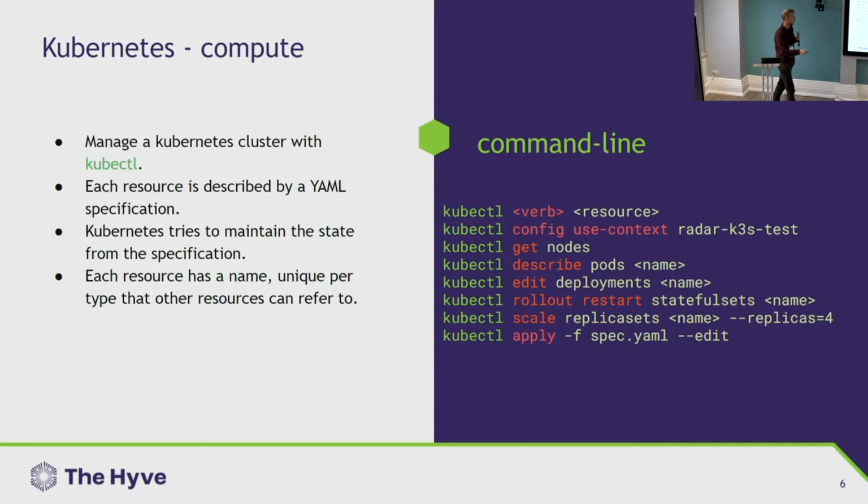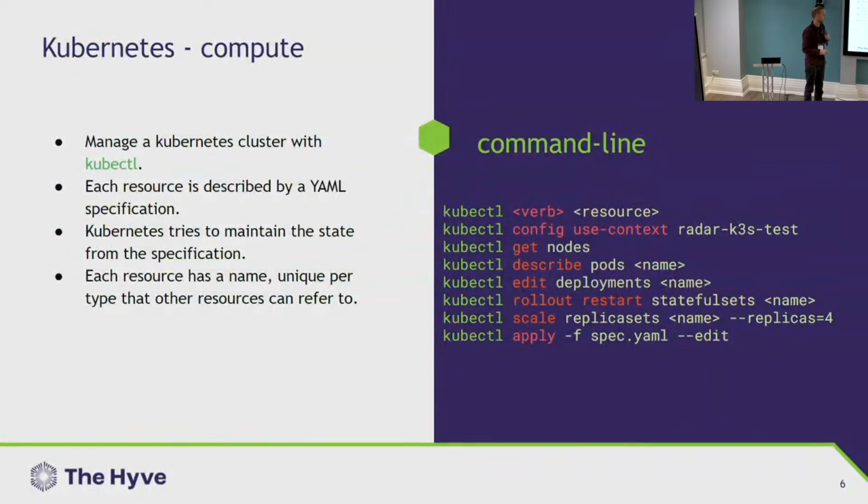So I've just listed some commands we use quite often. One is rollout restart. This will restart a service without significant downtime. It will just start up a new service, wait until it's live, and then tear down the old service.